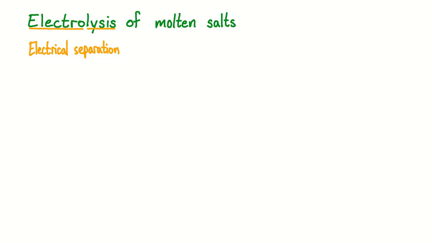What are we separating? Well, molten means that something has been heated up to its liquid state. And a salt is another word for an ionic compound made up of positive and negative ions. During electrolysis, we will use electricity to separate these two types of ions.